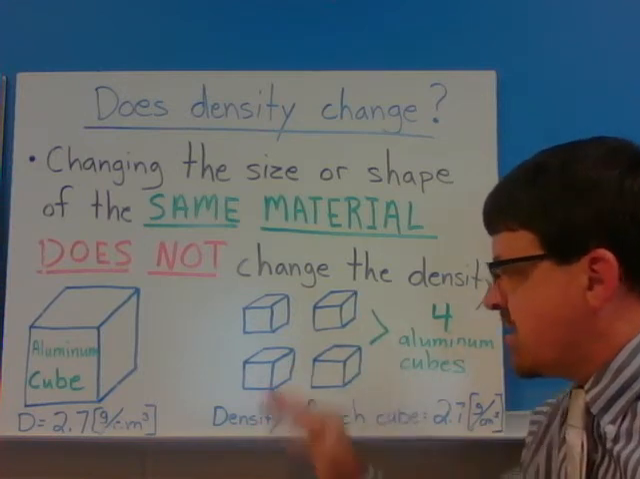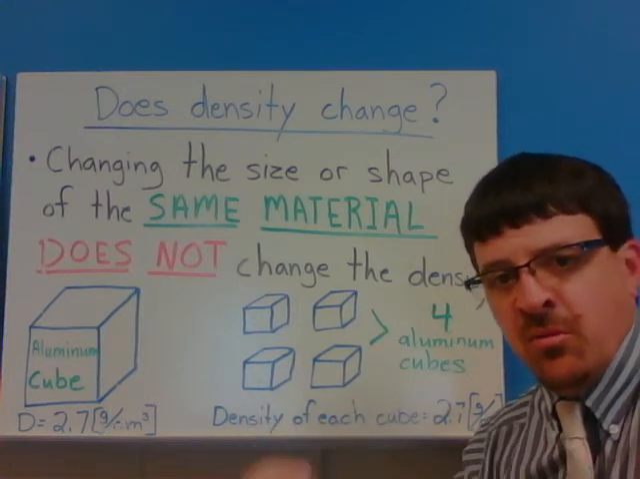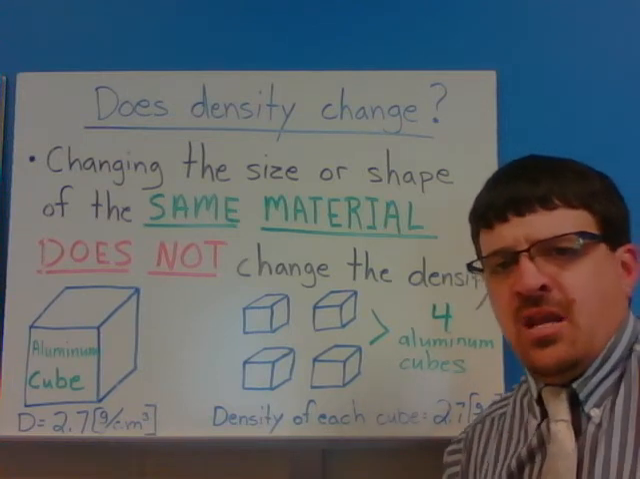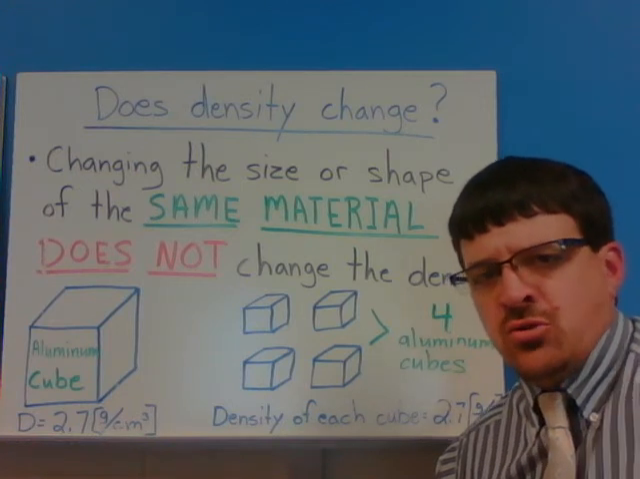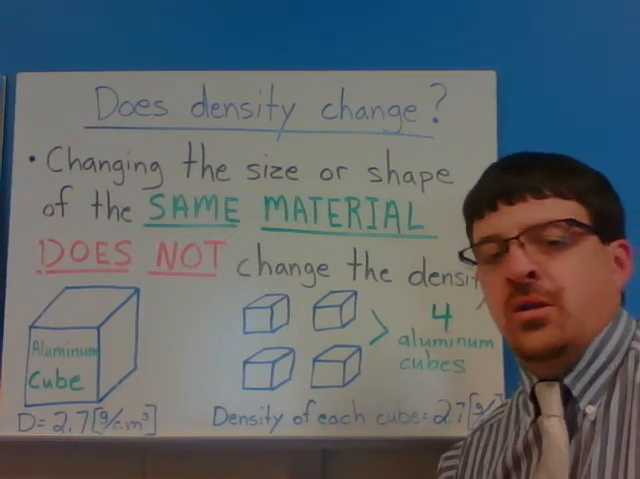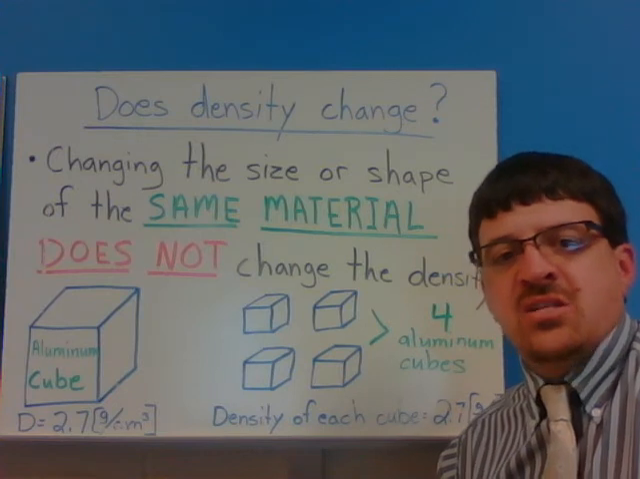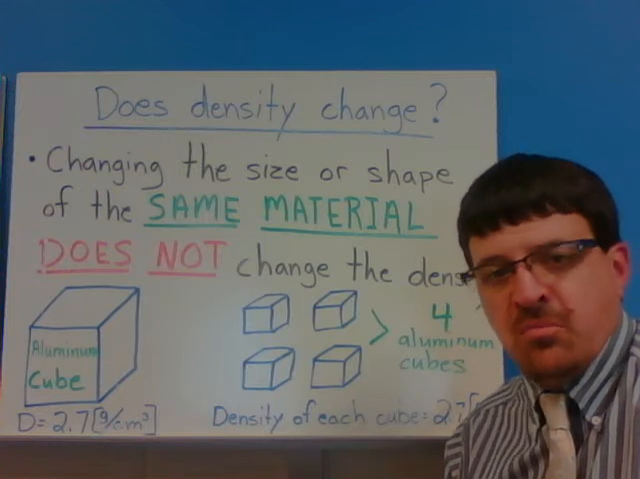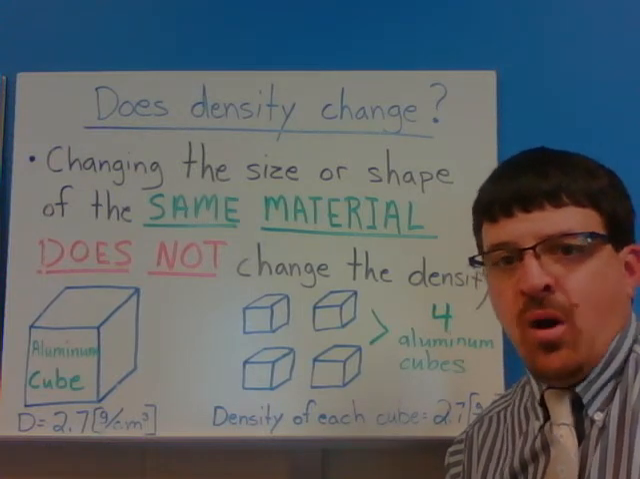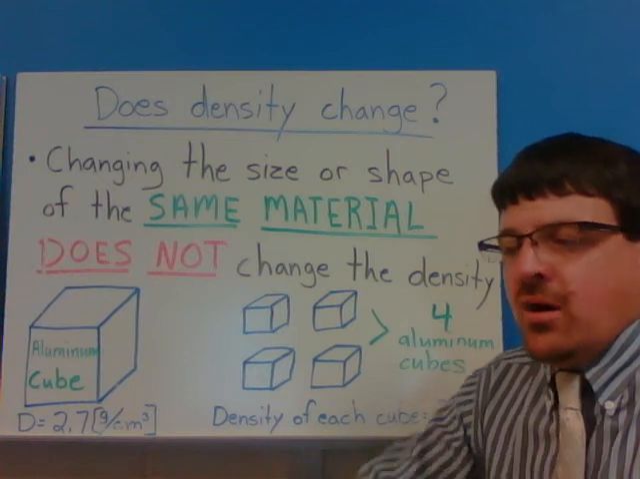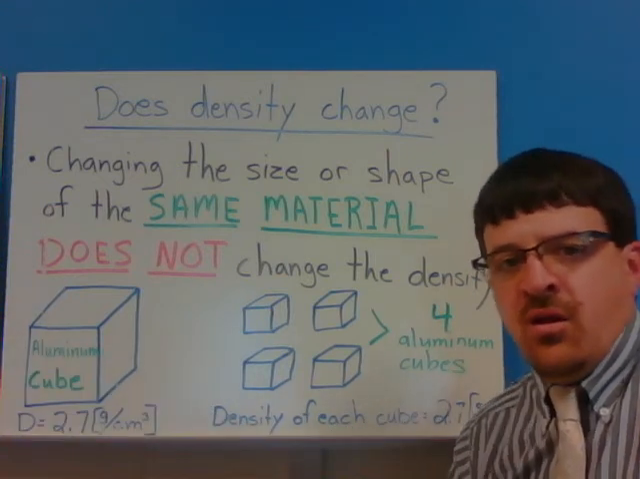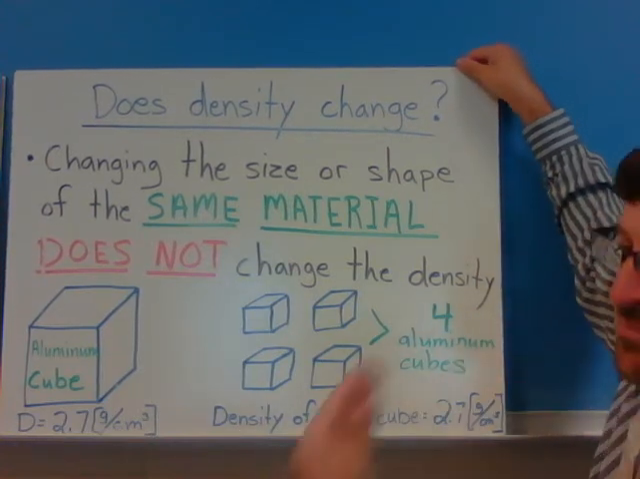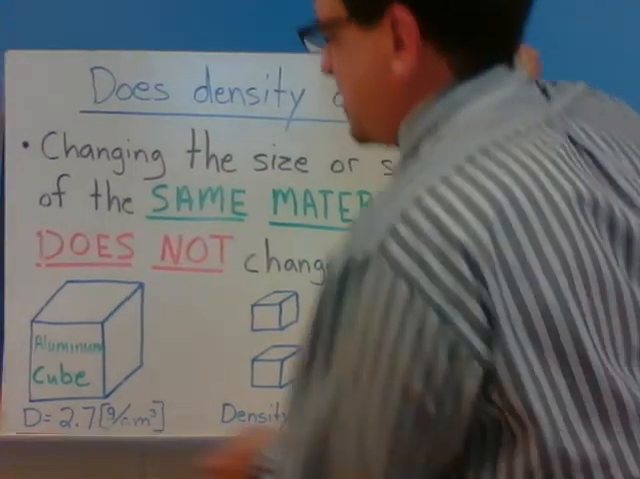If I took these 4 pieces and cut them into smaller pieces, the density of aluminum is still 2.7 grams per cubic centimeter. The same thing if you think about it this way: a raindrop in a lake, they have the same density. The density of water is 1.0 grams per cubic centimeter, or grams per milliliter. It doesn't matter how much water. I could have a drop of water, a glass of water, or a lake of water, and they all have the same density. That's because you're comparing the mass and the volume, even though they might be different size objects.